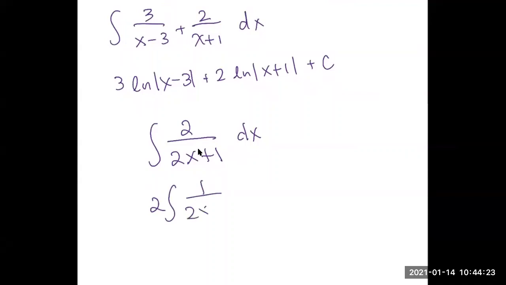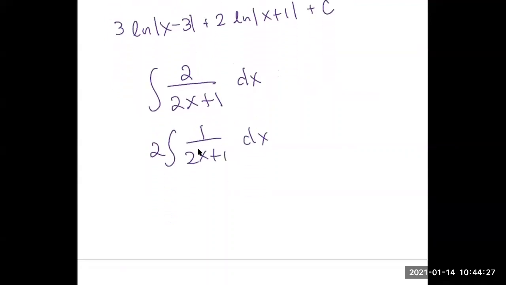Okay, give it another moment because I know some people are still working. As a tip, you can always pull the constant on top out too, so you don't have to think about that.